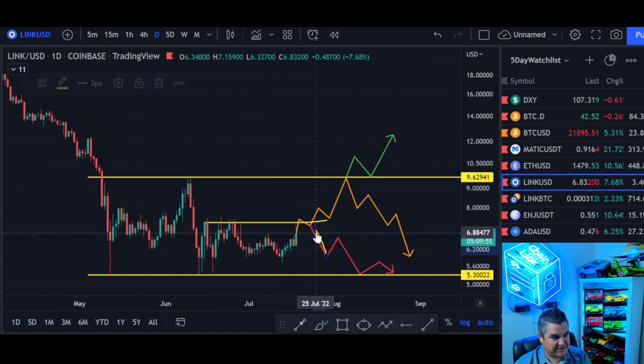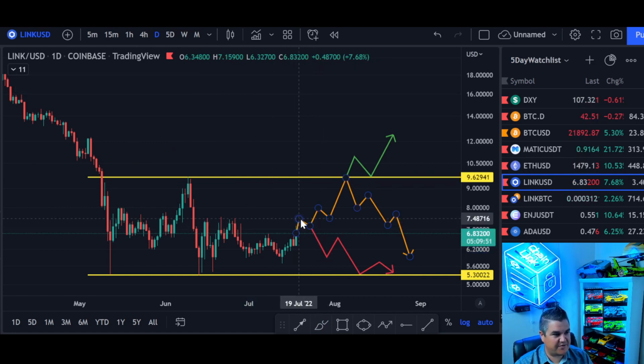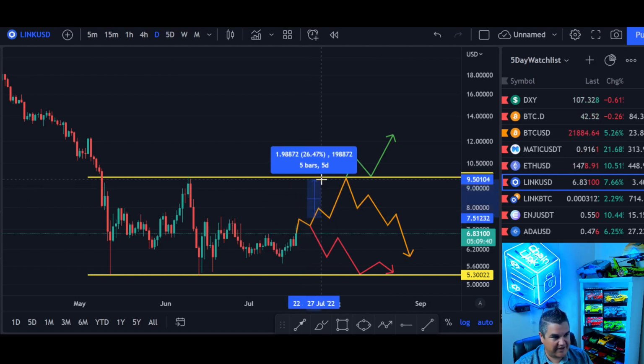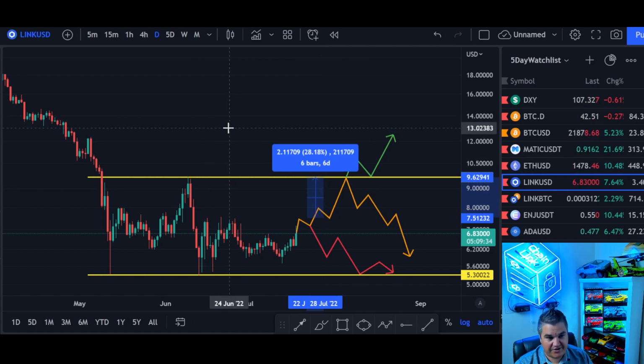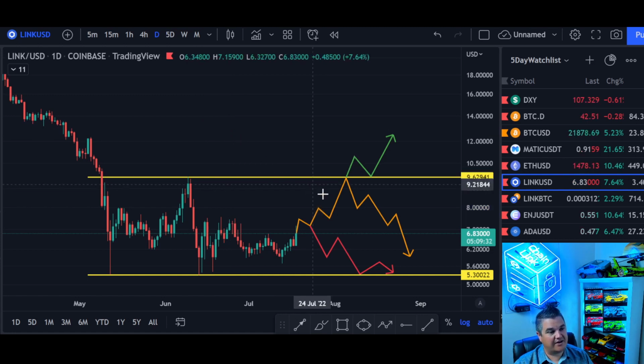So let me clear some of this out and then we will look at the area. So let's say we break out of 730, 750, right? That's kind of the tops of these. If we do that, the odds just go way up of us going at least up to this area. And you're looking at about another 25-30% to really get to our next area of resistance. So that could still be a nice trade.